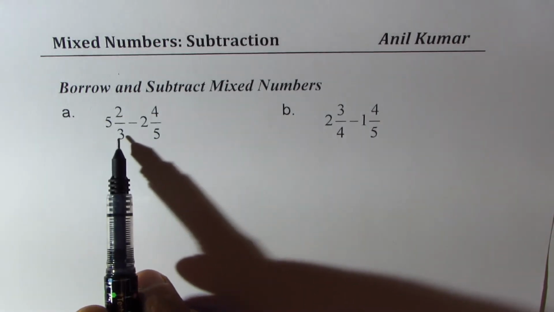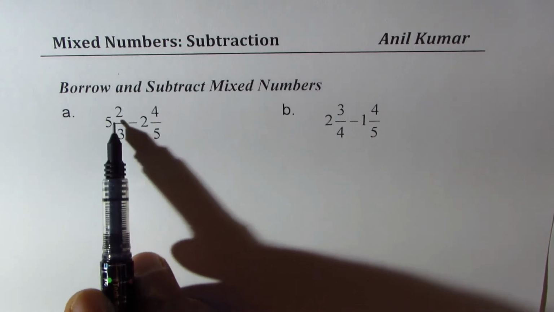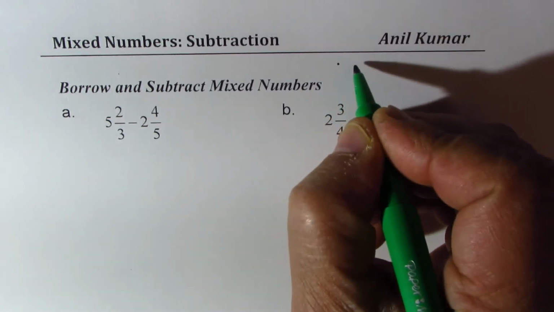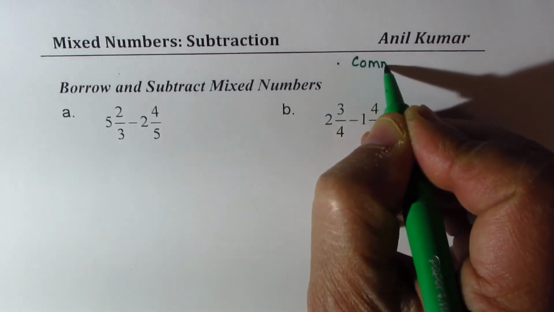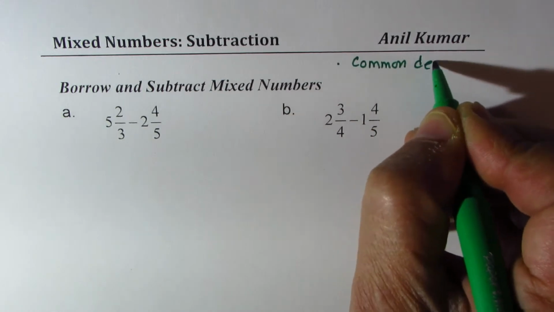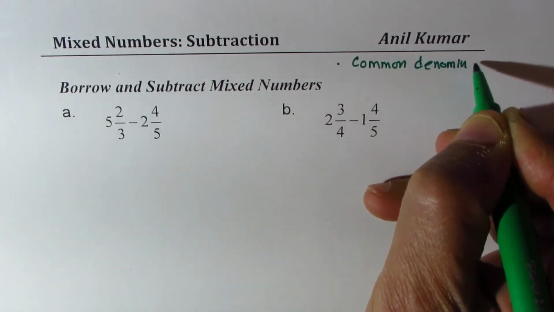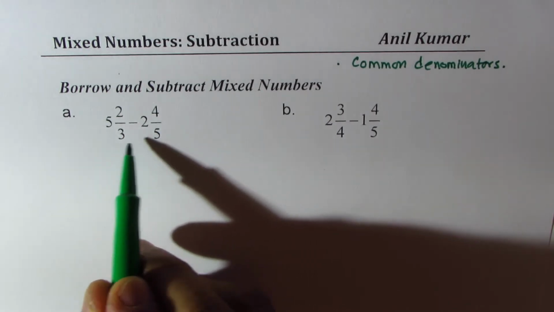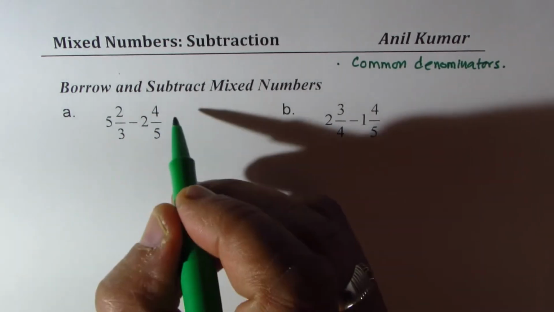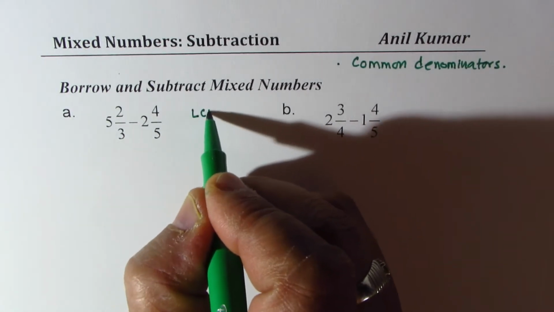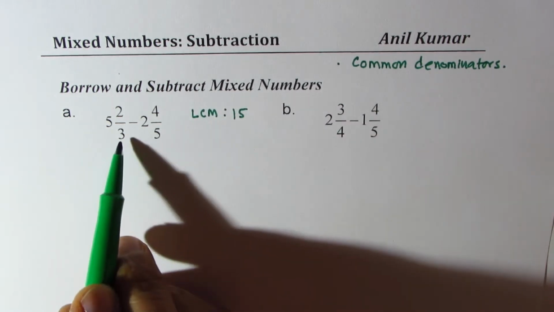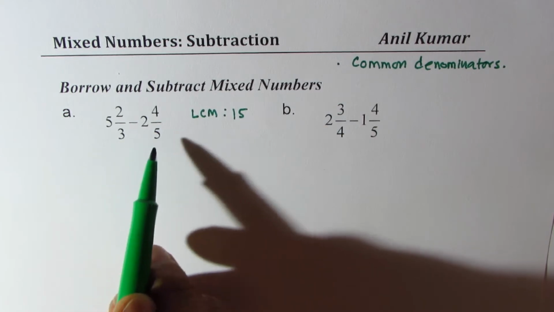Now as we do in fractions, we should write the fraction part as the one with common denominators, right? So first we should look for common denominators. Now 3 and 5, what could be the LCM? So we know the lowest common multiple for the denominator in this case is 15. So we have to write them both with 15.